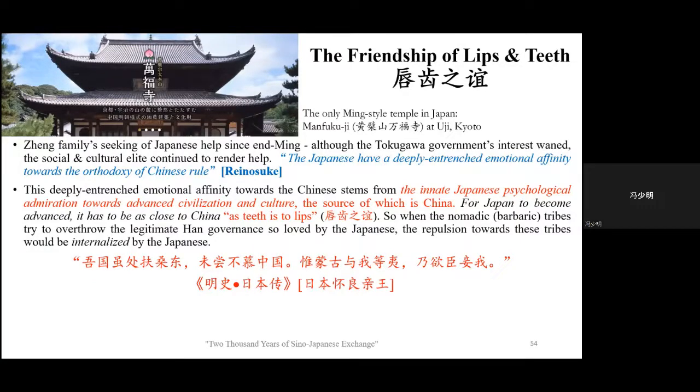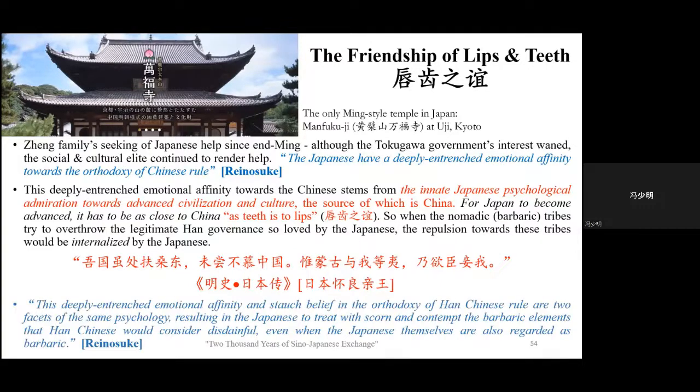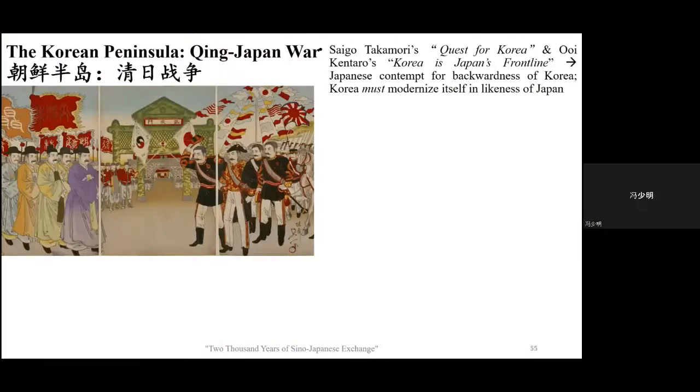And this deeply entrenched emotional affinity and staunch belief in the orthodoxy of Han Chinese rule are two facets of the same psychology, resulting in the Japanese treating with scorn and contempt the barbaric elements that Han Chinese would consider disdainful, even when the Japanese themselves are also regarded as barbaric. So it is a very, very contradictory Japanese attitude towards the Chinese.